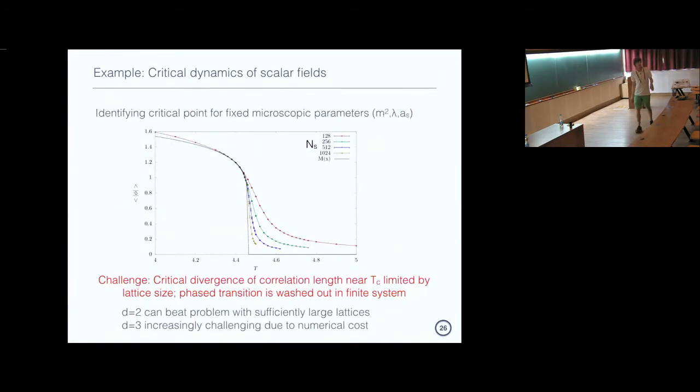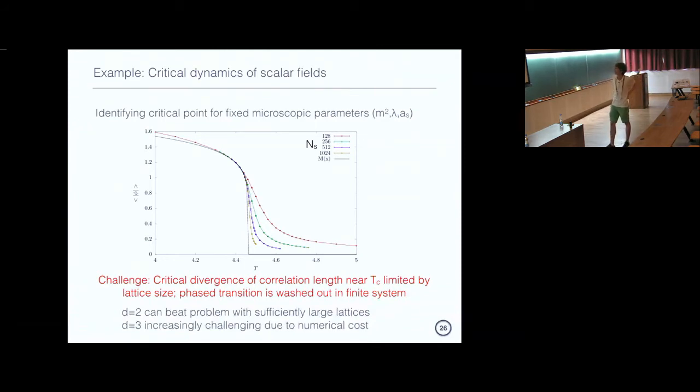So we want to do critical dynamics. The first thing you have to do is find the critical point. Perhaps you know this, but we actually struggled with this a little bit, which is why I'm telling this here briefly. How do you actually find the critical point? Actually, it's not so easy.